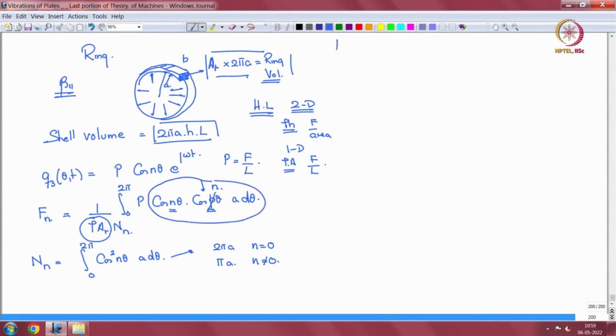So what we get here is that fn is equal to p by rho times the area of the ring, and I get either twice pi a or pi a in both the numerator and denominator. So this cancels out, and this is equal to p by rho a r.